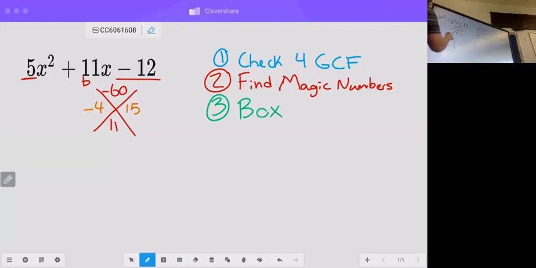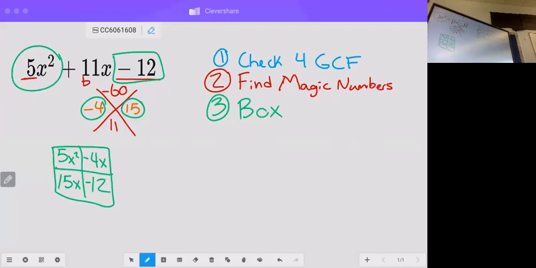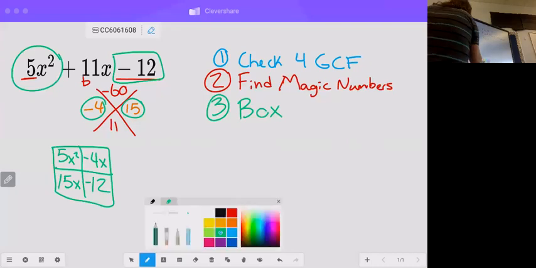When I draw my box, in the top left corner, I'm going to use my first term. So my 5x squared goes here. Then in my bottom right corner, that's where my C value goes, my -12, your last term. Then for my other two spots, I'm going to use my magic numbers. So I've got -4 and +15. -4x is going to go here, +15x is going to go here. It doesn't matter which one goes in which space, it's going to work the same way.